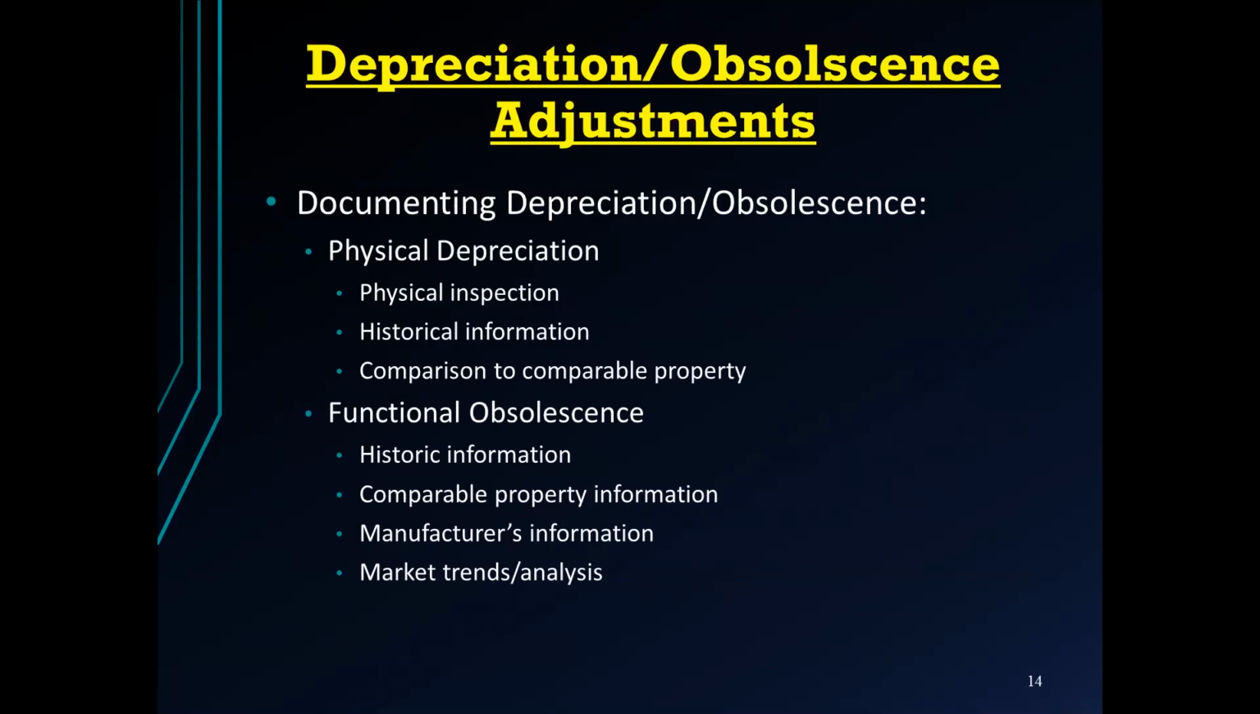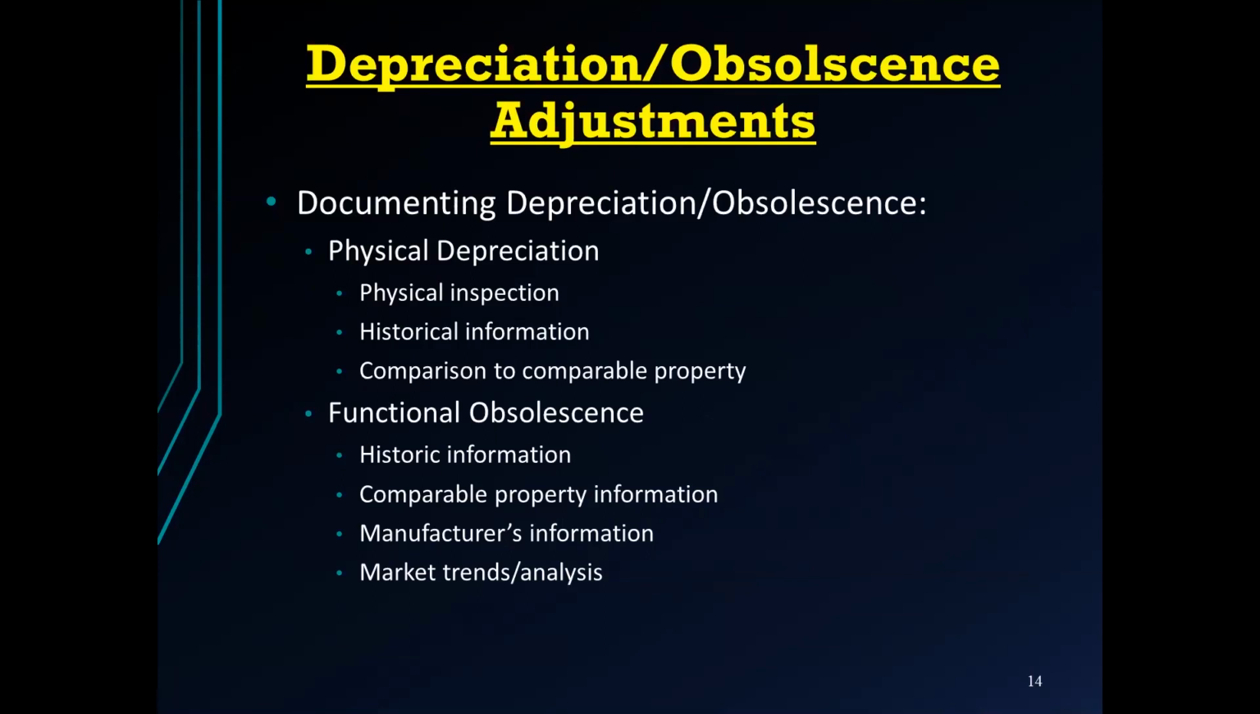So that's how you would document it. That's not how you would actually make the adjustment, but basically you're going to have to look at the property and make that kind of judgment call. And the problem with physical depreciation, because it's so intrinsic to the property, is that it's not something you can generally get from third-party sources, because it's going to depend on that specific piece of property.